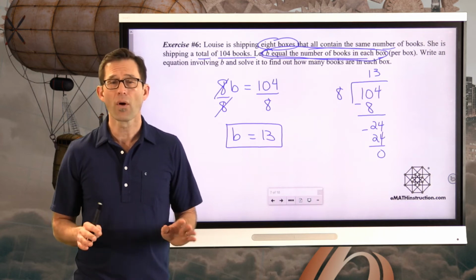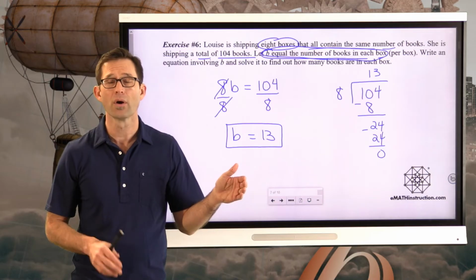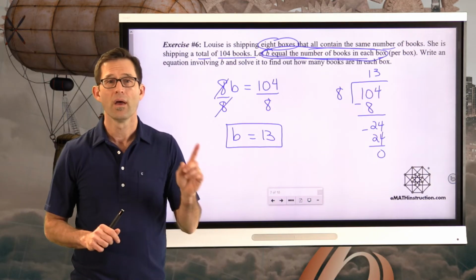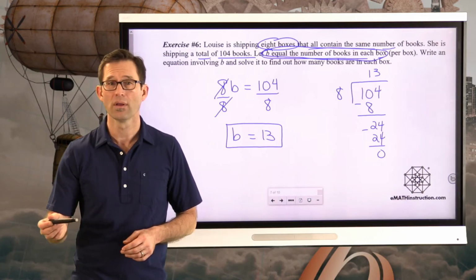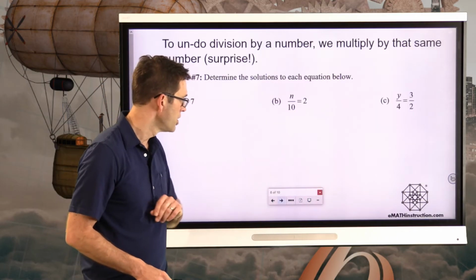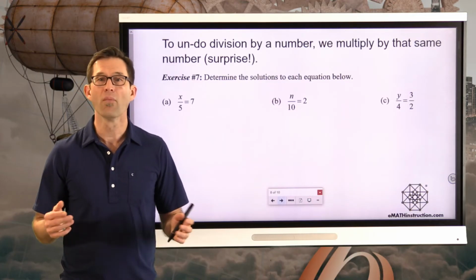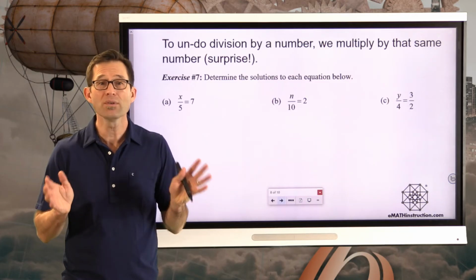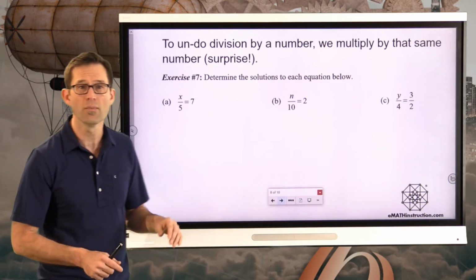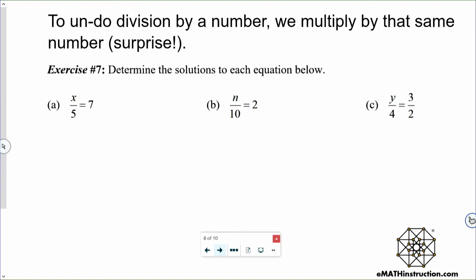So far, all we've seen are equations where we've got a variable multiplied by a number equals another number. Now let's go to the case where we have a variable divided by a number equals another number. Let's see how that works out. To undo division by a number, we multiply by that same number. Surprise! Again, you're always doing the opposite of what's been done. So let's take a look at exercise number 7. Determine the solutions to each equation below.